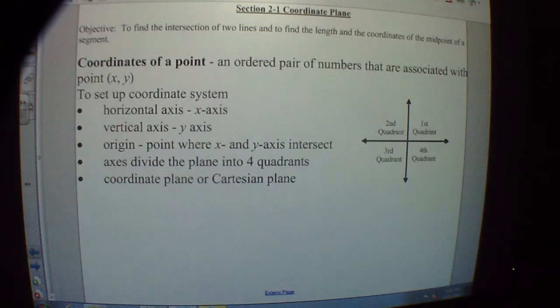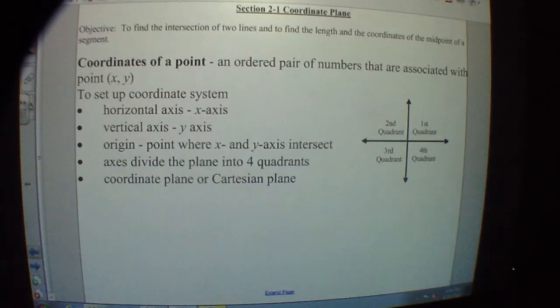2-1 coordinate plane. We're going to find the intersection of two lines. We're going to find the length of a line segment, or the distance between two points. We're going to find coordinates of the midpoint of a segment. Coordinates of a point is an ordered pair of numbers that are associated with a point, x comma y.